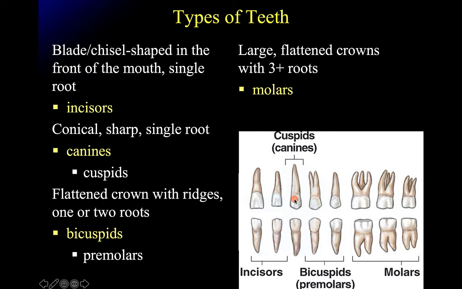We then have canines, which will vary from person to person in how pointy they are. We don't generally call them cuspids. Canines tends to be the more common term, but we can call them cuspids for having a single cusp. We have bicuspids, which are going to be the ones behind those canines. They are also referred to as our premolars.